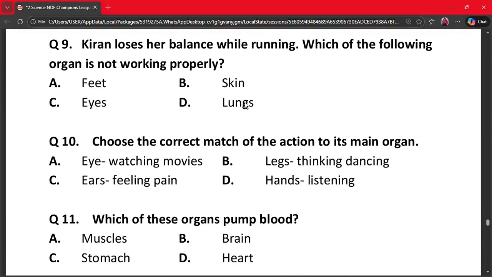Our next question is question number 9. Kiran loses her balance while running. Which of the following organs is not working properly? A. Feet, B. Skin, C. Eyes, and D. Lungs. The correct answer is option C, that is eyes. Eyes help us maintain balance and judge movement. If eyes are not working properly, balance can be affected. So, therefore, option C is correct.